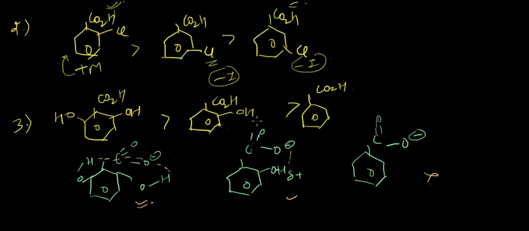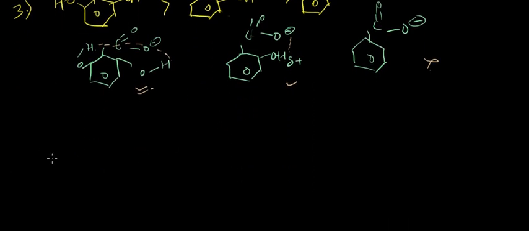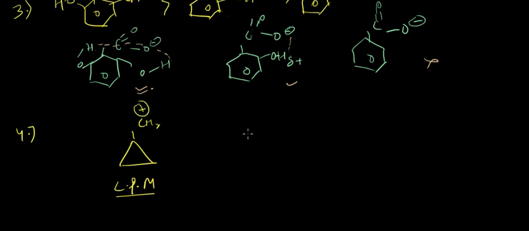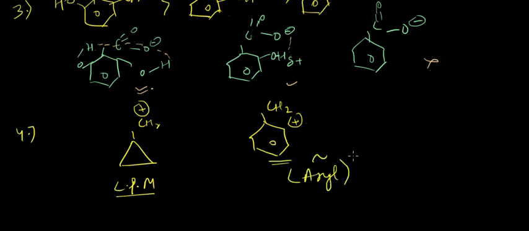Now let us see some more cases. So we have CPM. This is called CPM or cyclopropyl methyl cation, where we need to comment on the stability of these two compounds. So obviously this is something like aryl, where you have a positive charge on a carbon atom in benzene, so this would be less stable. Let's comment on the stability of these two compounds.